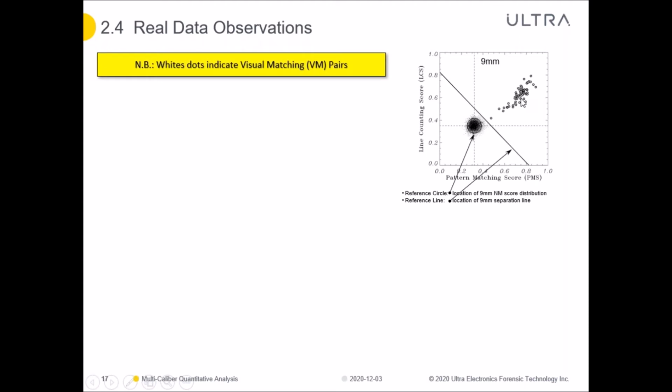The white dots over here indicate visual matching scores. And as I told you, we picked 65 visual matching scores, so they all have white dots. Furthermore, they are all above the separation line. Now I think it's time to look at the other datasets.